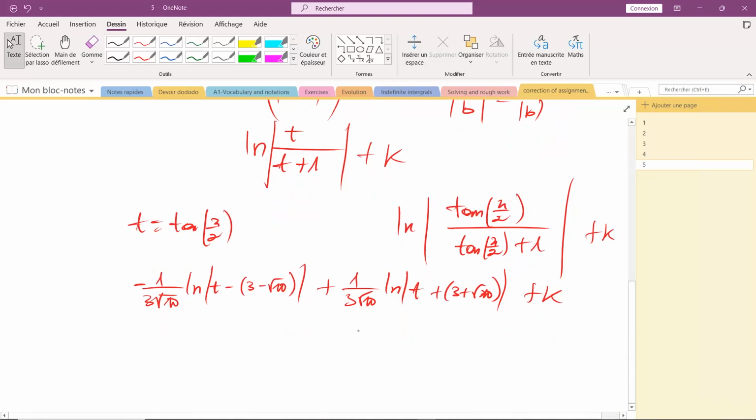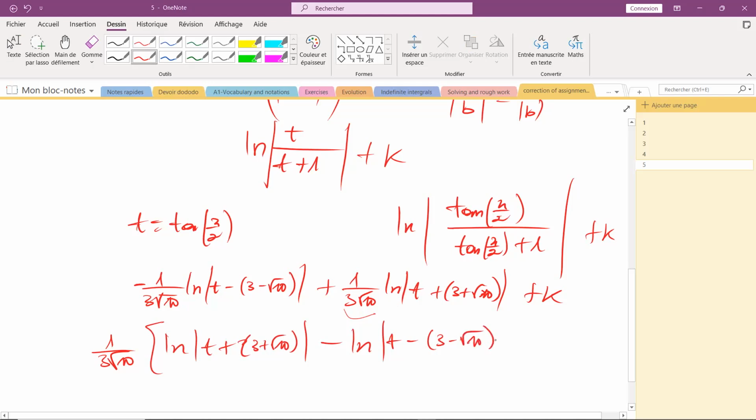You have to simplify things as much as possible. There is 1 on 3 root 10 common here. You factorize it. You have 1 on 3 root 10 into what? Into ln of the absolute value of t plus 3 plus root 10, minus ln of the absolute value of t minus 3 minus root 10, plus our constant of integration.